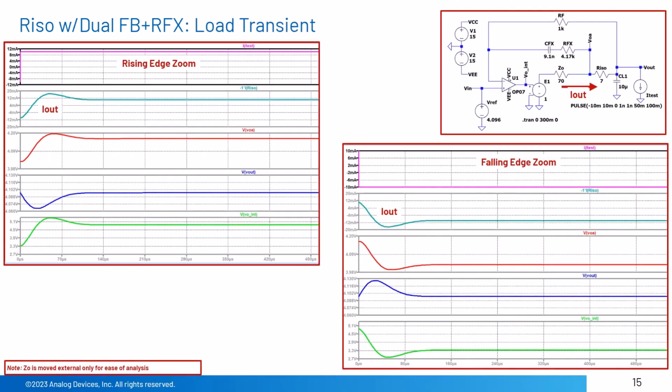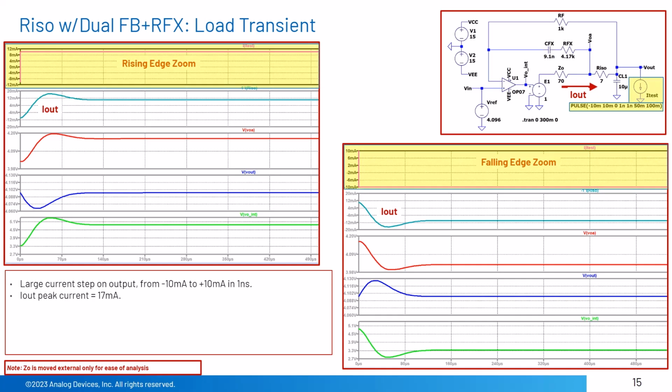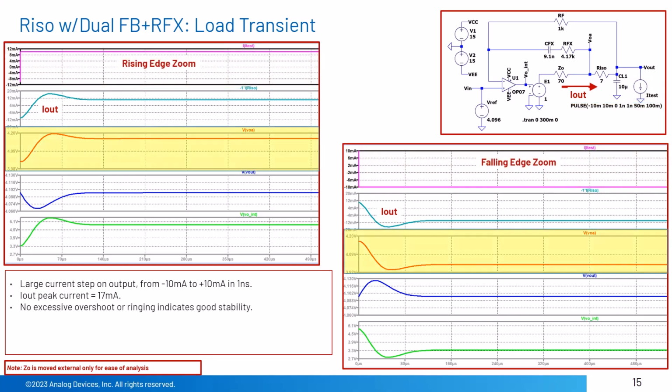One final test for the Riso with dual feedback plus RFX compensation circuit is a load transient test. Many times, when an op-amp is driving a cap load, the output load transient response is critical. Here we use a stepped current source of 1 nanosecond rise and fall times to disturb the output to see the damped natural response due to a step output load. Use the application-specific anticipated worst-case current step to see the compensated circuit response. For our example, we chose a minus 10 milliamp to plus 10 milliamp current step on the output. Looking at the op-amp output VOA, we see no excessive overshoot or ringing, which indicates a stable circuit.